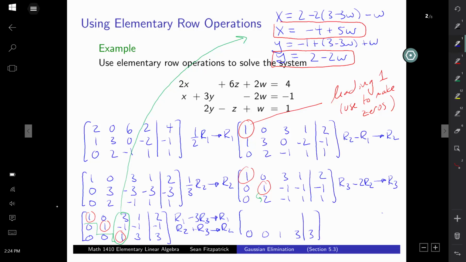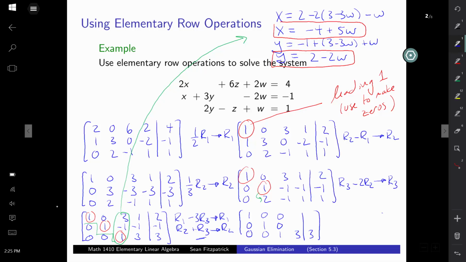Okay. Now, here's the thing. Because the leading ones follow this staircase pattern, I don't have to worry about what's going on in columns 1 and 2. Those are going to stay the same, because in columns 1 and 2, I'm using row 3 to create my zeros. But row 3 has zeros in those first 2 columns, so I don't mess up the work I've already done. I don't want to put things back where I already have zeros. I want to keep those zeros. But now I know that I get zeros here and here.